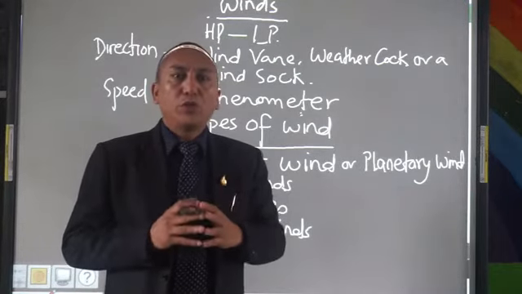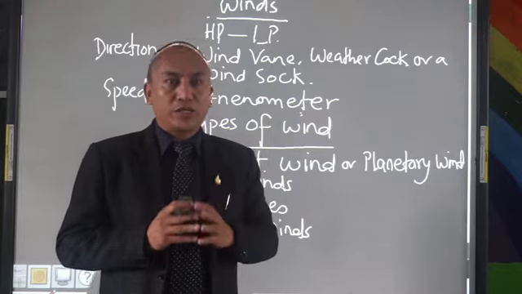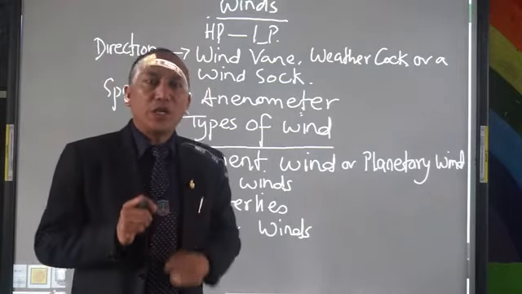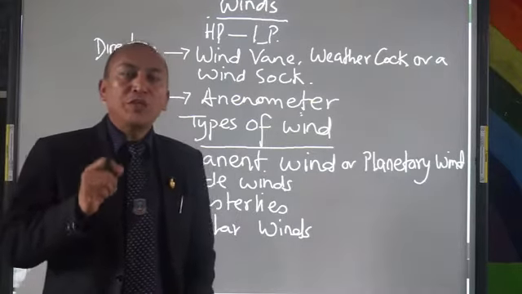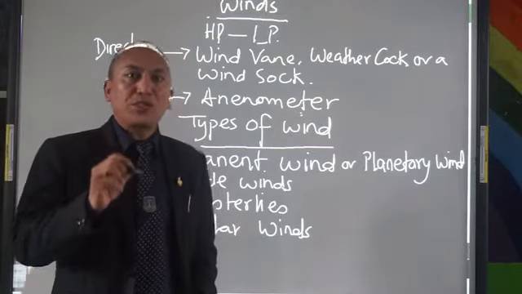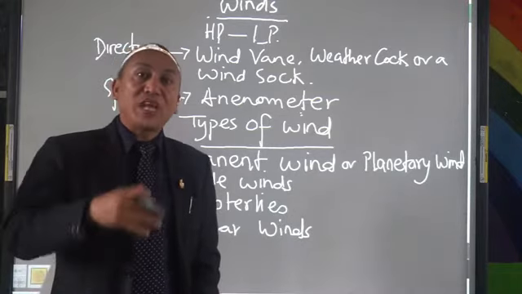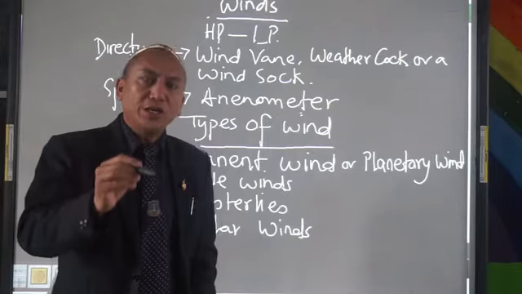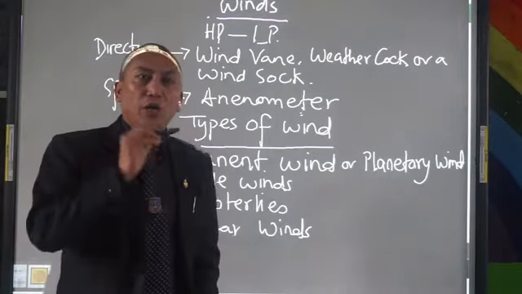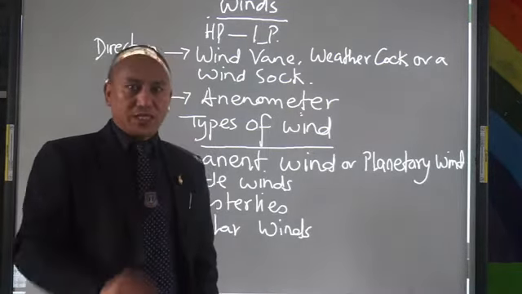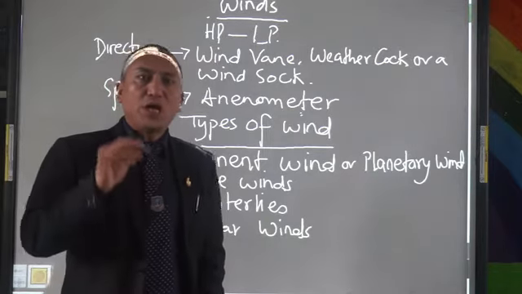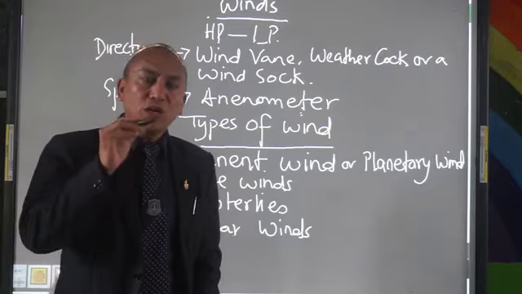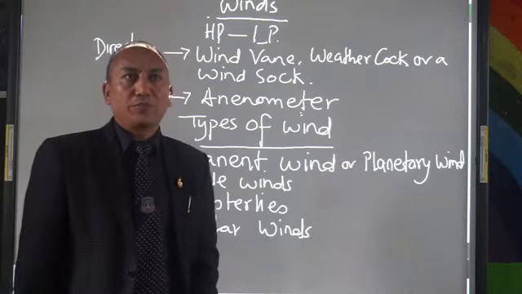But today we do the lesson on winds. So what is a wind? Wind is the horizontal movement of air from a high pressure area. Cold places always have high pressure. So they blow from a high pressure area to a low pressure area. And low pressure means a warmer place. So winds are the horizontal movement of air from a high pressure area to a low pressure area.